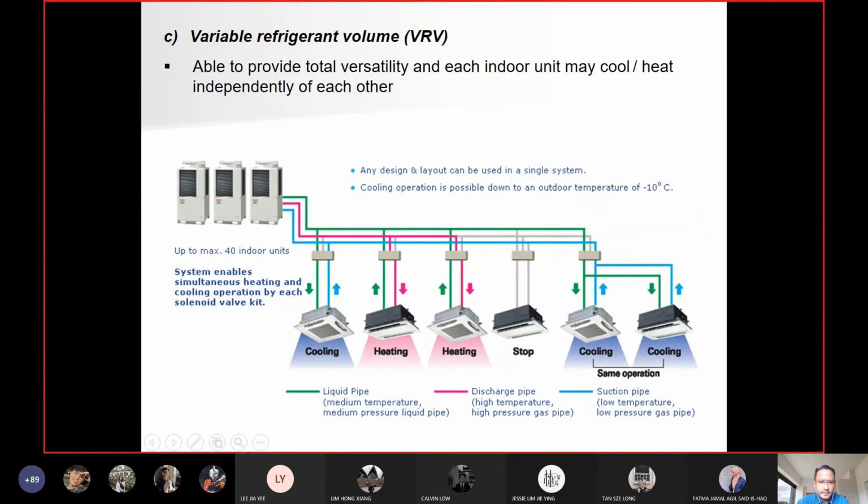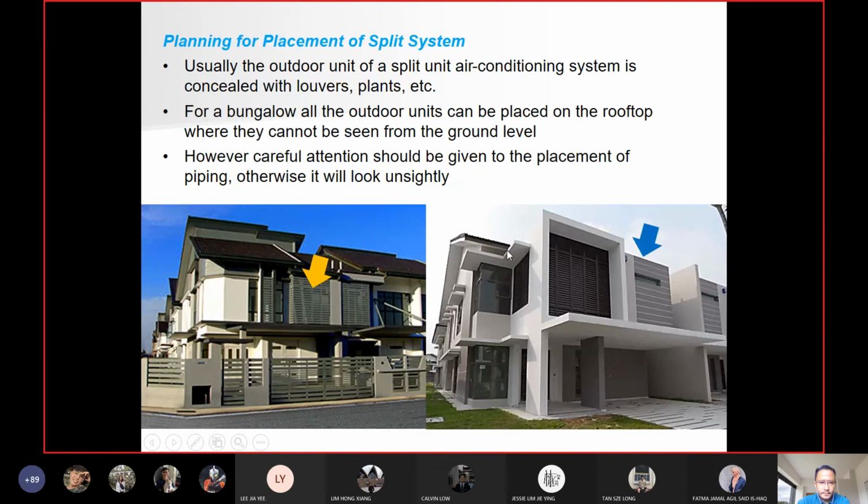the VRV, variable refrigerant volume. Okay, so able to provide total versatility, and each indoor unit may cool or heat independently of each other, even though they are connected to the same outdoor unit. But individually, you can have like one cooling, one heating, one stop. Okay, so things like that. So you can do whatever you want with the individual indoor units, right?